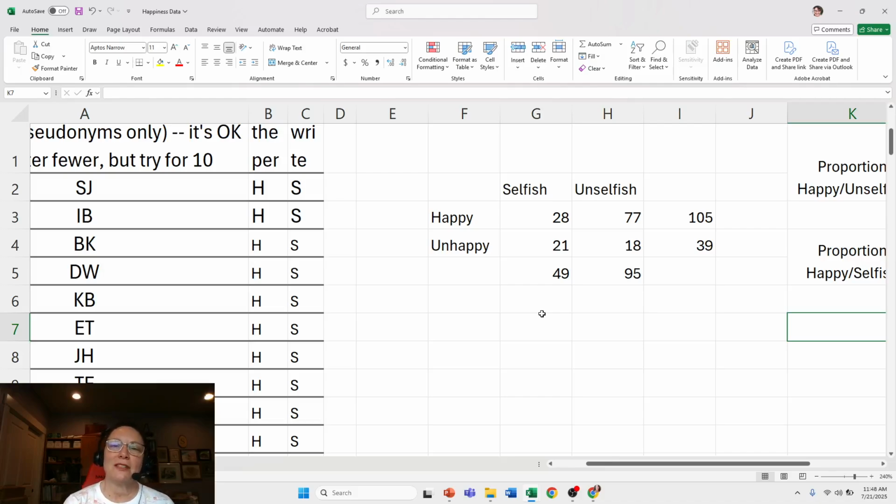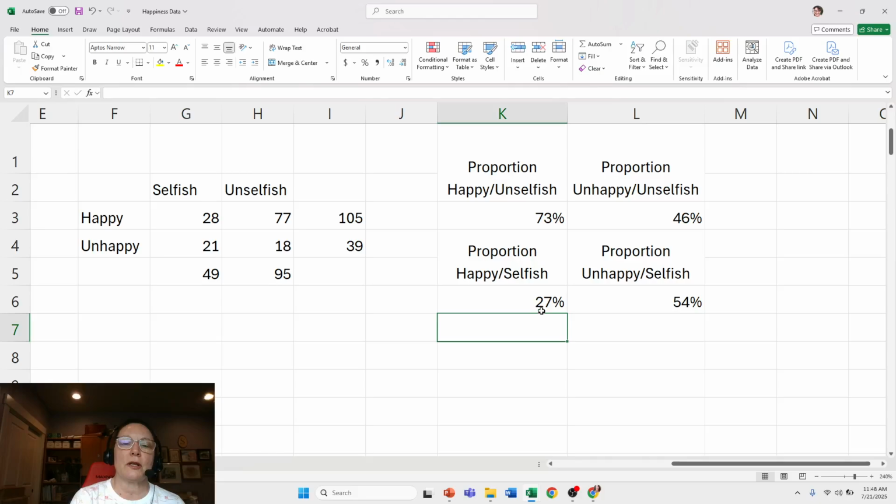But we have to take into consideration these proportions, right? We can't just look at the raw number and say, well, most people are happy and unselfish. We have to say, well, among the happy people, what proportion are selfish and what proportion are unselfish? Among the unhappy people, what proportion are selfish, what proportion are unselfish? So that's what I did over here: I took this little matrix and I computed these numbers.